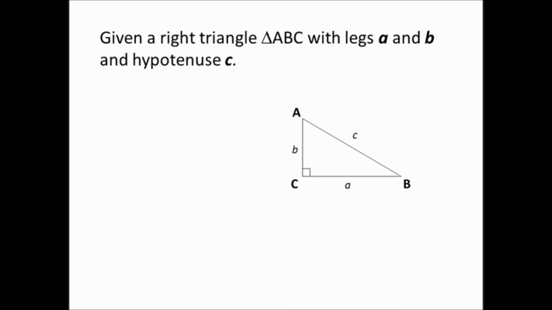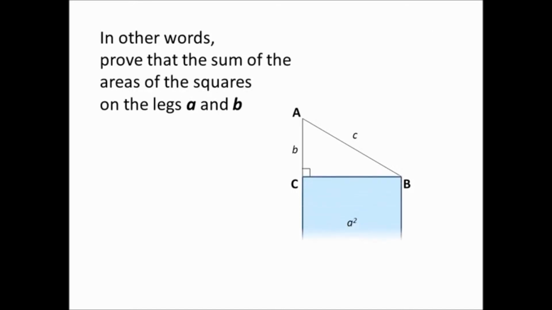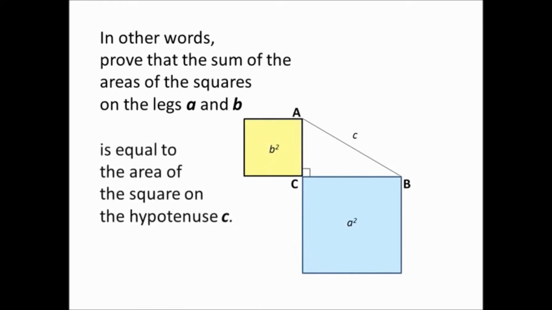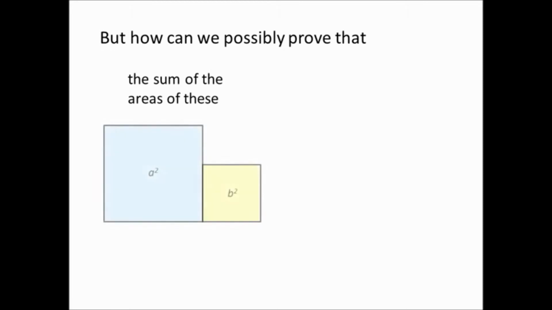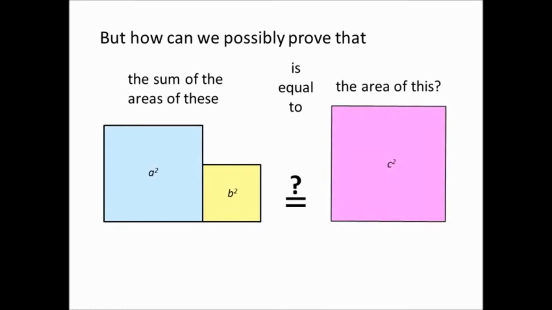Given a right triangle, triangle ABC with legs A and B, and the hypotenuse C, prove A squared plus B squared is equal to C squared. In other words, prove that the sum of the areas of the squares on the legs A and B is equal to the area of the square on the hypotenuse C. But how can we possibly prove that the sum of the area of this is equal to the area of this?